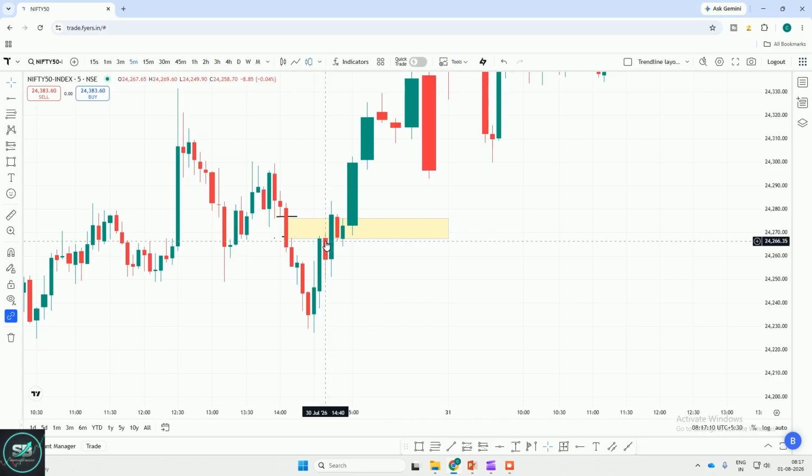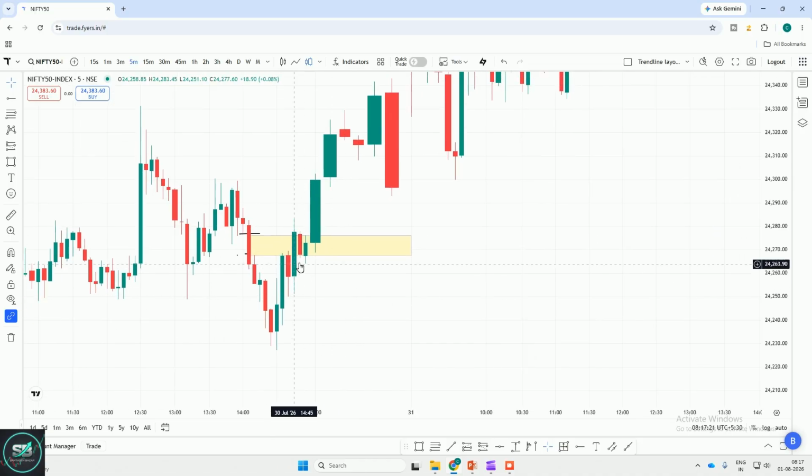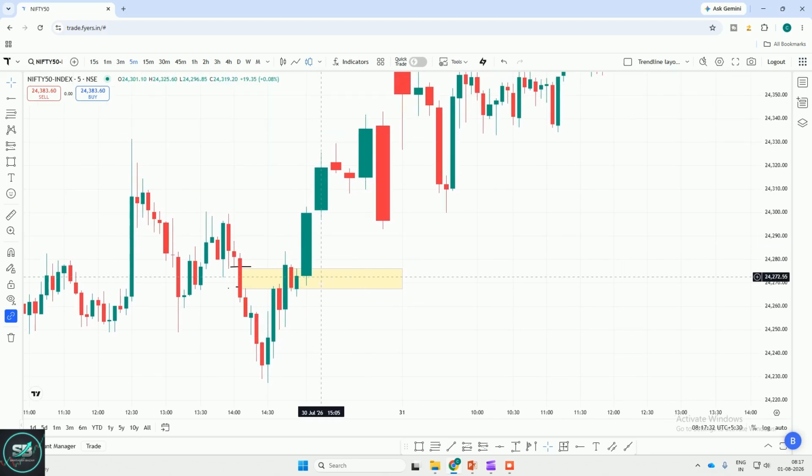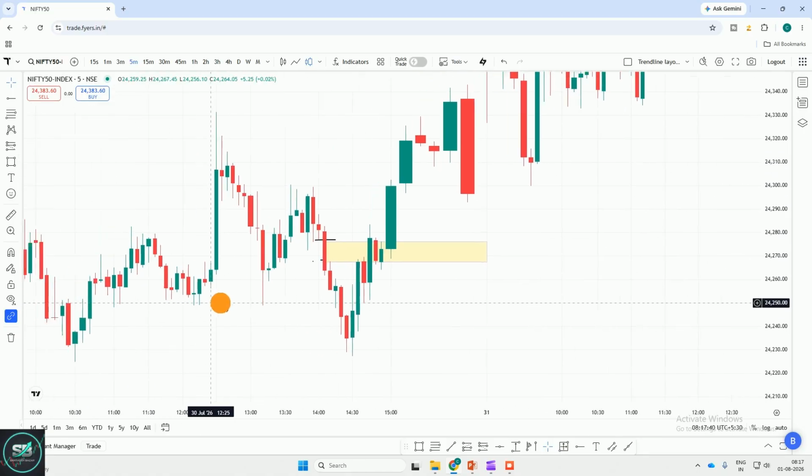Price came here, price tested this, it has not tested the 50%, and this candle has closed above this zone, above this bearish FVG. Now when price came down, what was this FVG acting like? It was acting like a support. From here, price has moved upside. This is how a bearish FVG will turn into a bullish FVG.